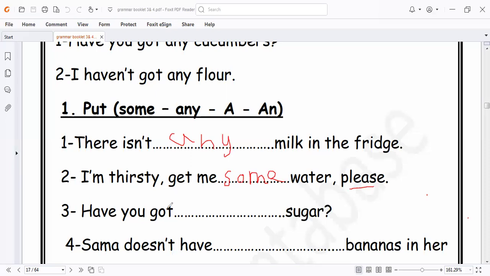Okay. Have you got any sugar? Here is the question, so what do I put here? I put any. Why do I put any here? Because here is a question. Sama doesn't have any bananas. So it could be any.